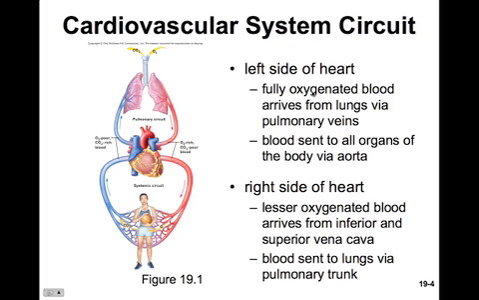The left side of the heart carries fully oxygenated blood that arrives from the lungs via the pulmonary veins. The blood here is sent to all the organs out through the aorta, this big red vessel here. The right side of the heart has lesser oxygenated blood, which arrives from the inferior and superior vena cavas, where it's pumped out through the pulmonary trunk into the lungs.